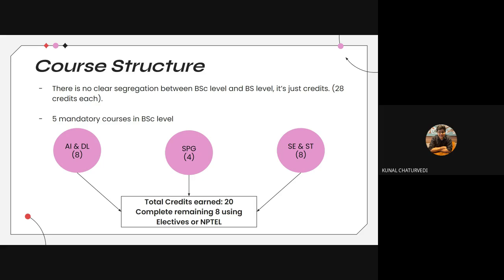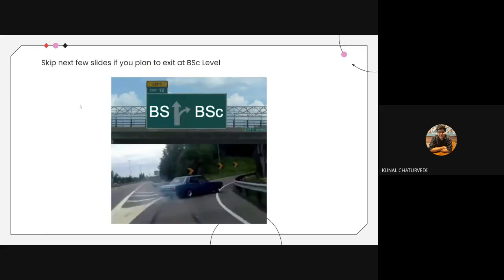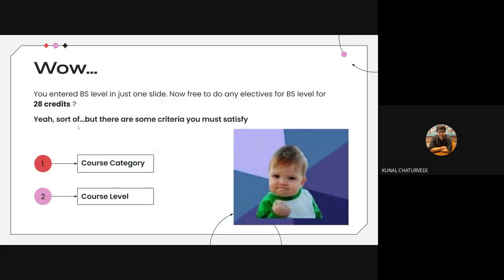Yes, as Rahul has written in the chat. Let me move on to the next one. Okay, and obviously there is always an option for exiting with BSc. So if you have planned that out, you can just complete your 28 credits and exit the degree with the BSc, or other people can continue to BS to complete the next 28 credits to get the BS degree.